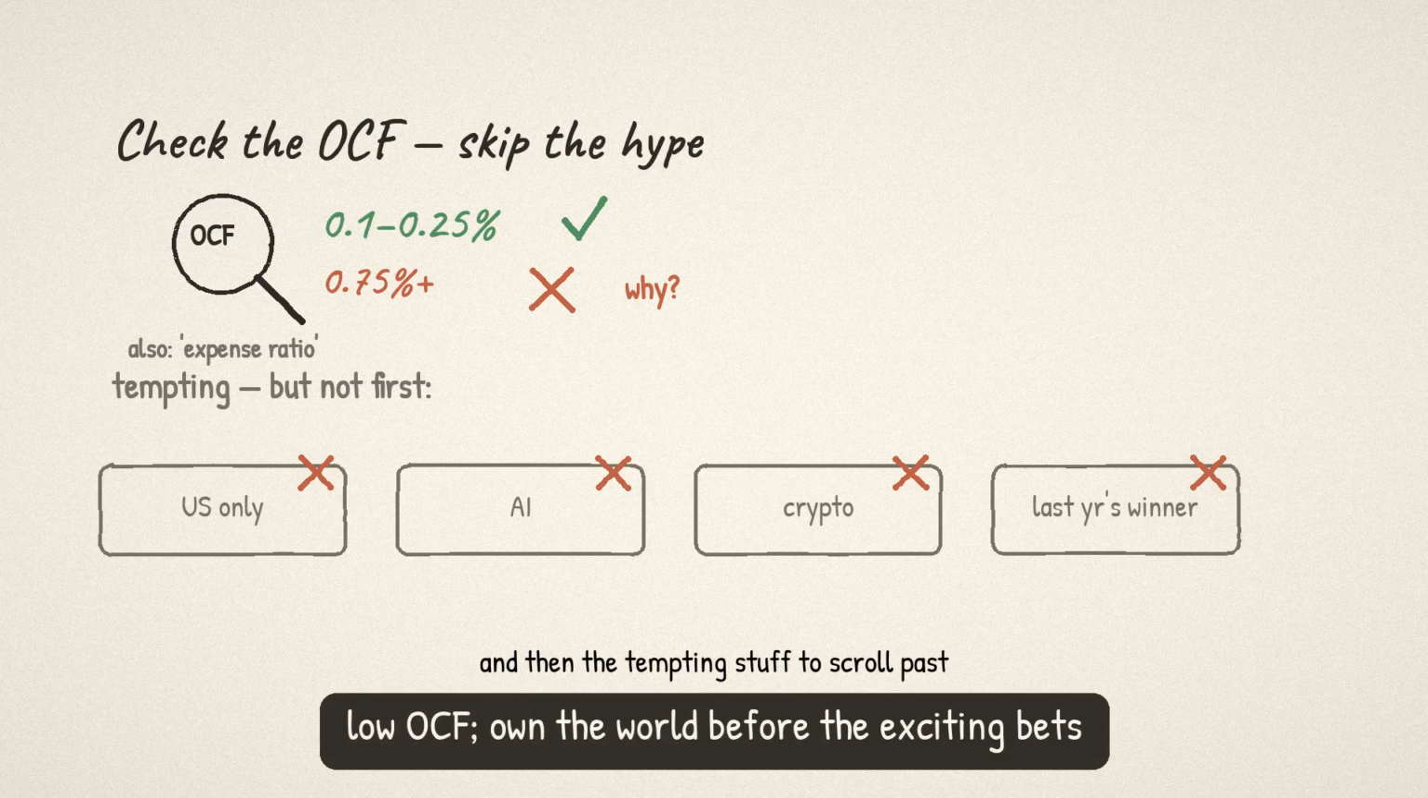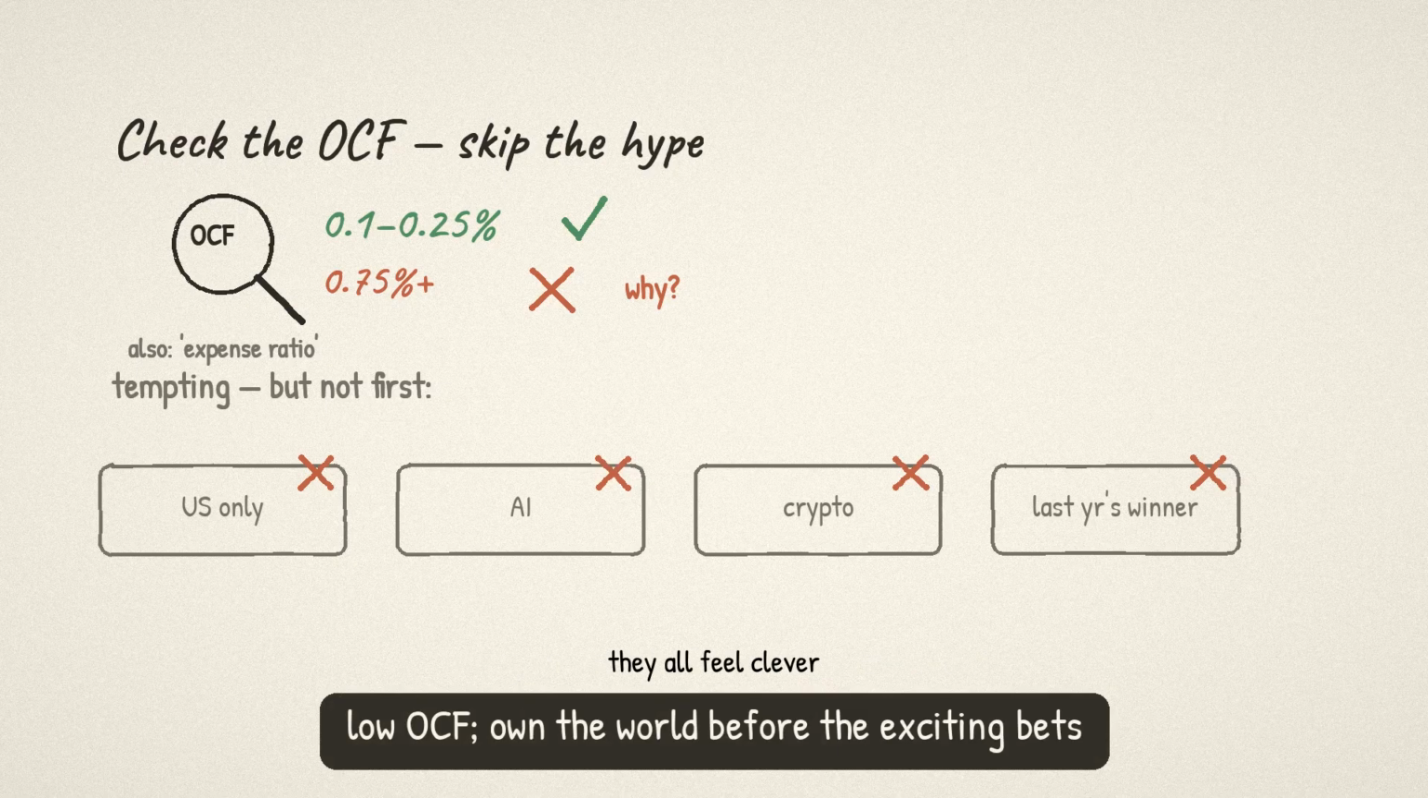And then, the tempting stuff to scroll past, at least at first. The single country bets, a fund that's only America, or only the UK. The themes: artificial intelligence, clean energy, crypto, whatever's exciting this year. And last year's star performer, sitting proudly at the top of the bestsellers list.